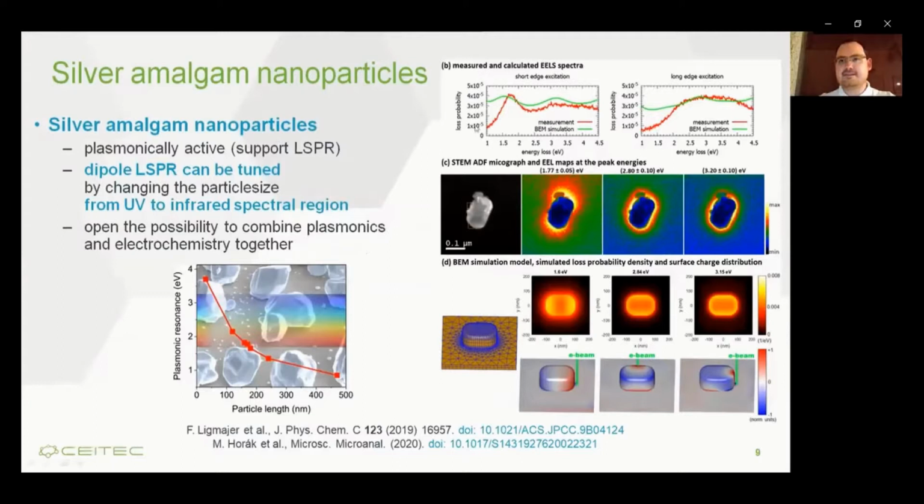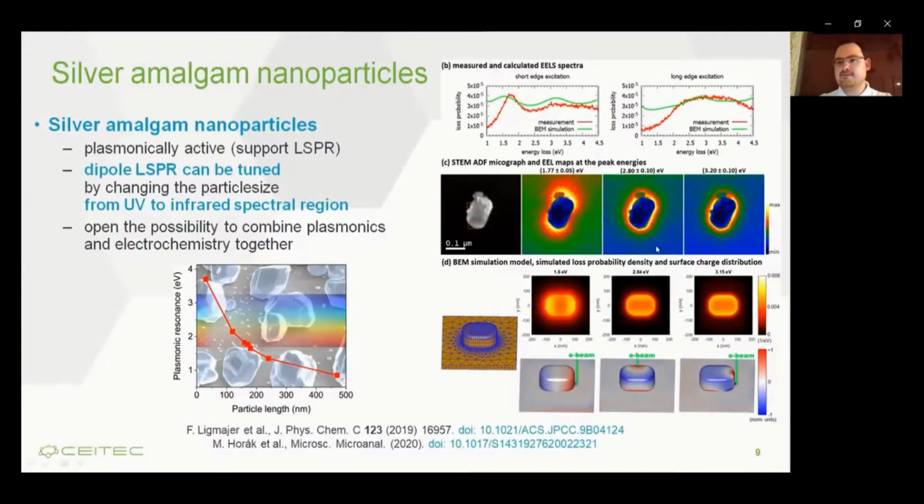On the right side, you can see the investigation of a rod-shaped nanoparticle where we detected 3 different modes. The first mode is the longitudinal dipole mode at 1.7 electron volts, so it is the energy corresponding to the first peak in the EELS spectra, and it corresponds to the oscillation of charge along the long axis of the structure.